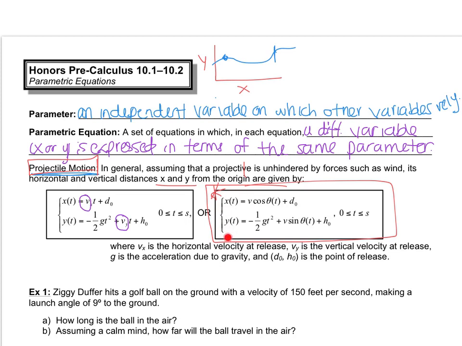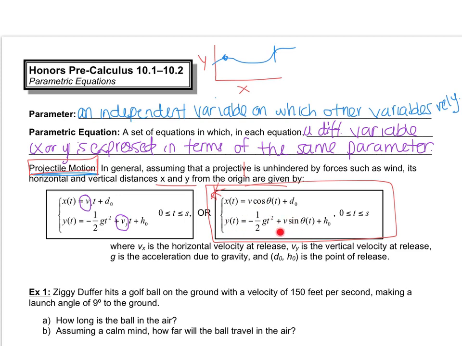So our third parameter is time in both of these. This part of the equation right here, negative 1/2 gt squared, represents the force of gravity. So obviously we need to account for gravity when we're talking about the vertical distance of an object, because we are subject to gravity.